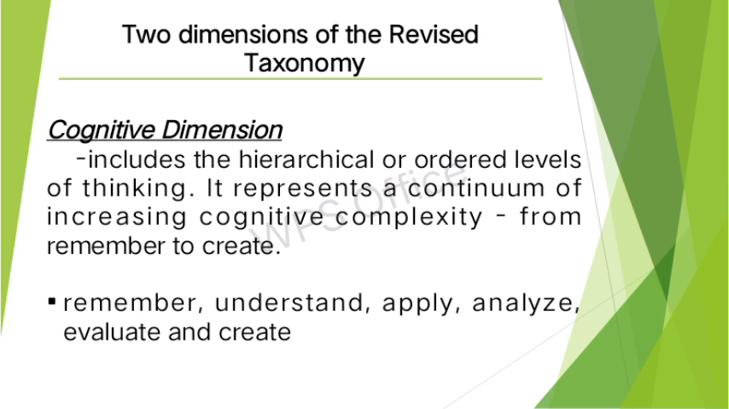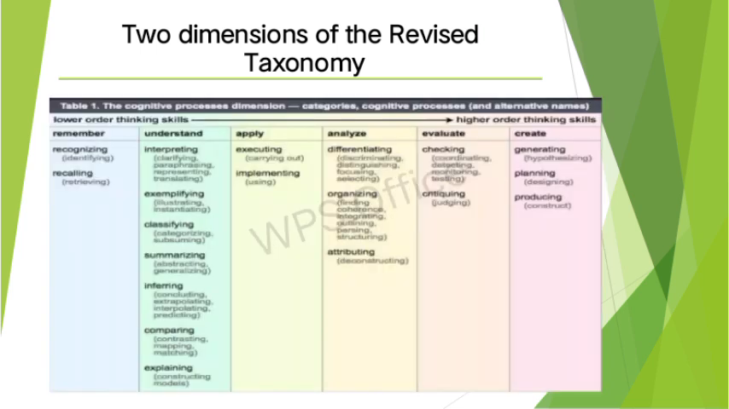Let's move to the two dimensions of the revised taxonomy. The first is the cognitive dimension. So, the cognitive dimension of the revised taxonomy describes the hierarchical levels of thinking. So, it is a continuum of increasing cognitive complexity, ranging from simple remembering to the most complex level of creating. So, the levels in between are understand, apply, analyze, and evaluate.